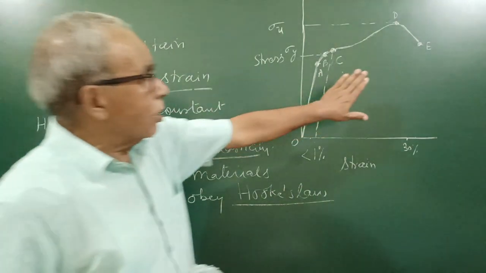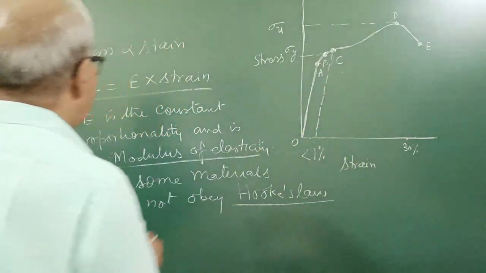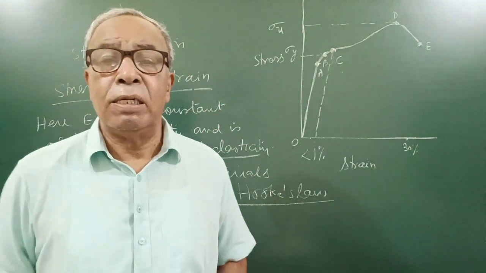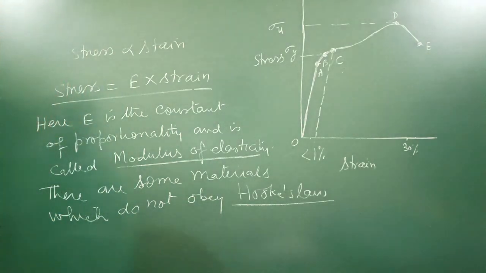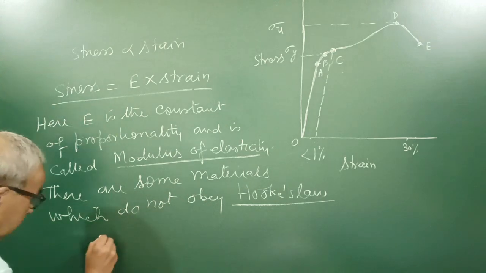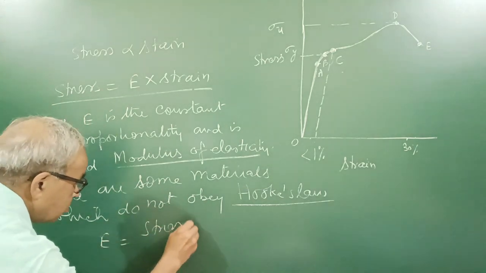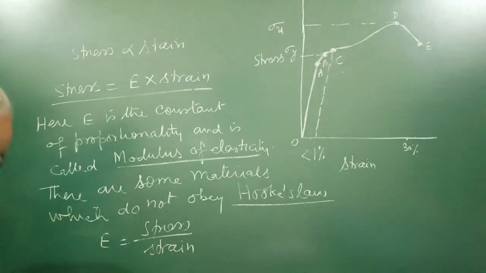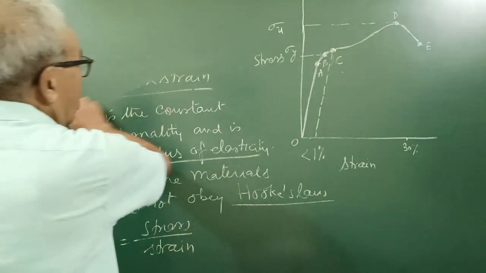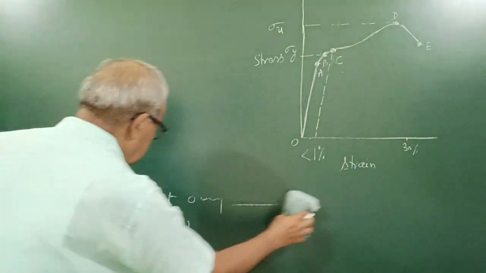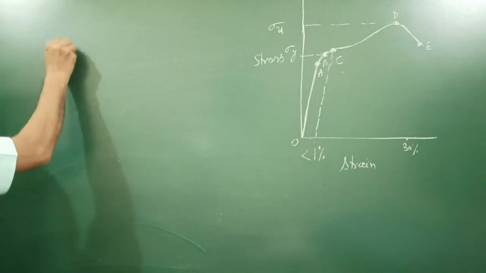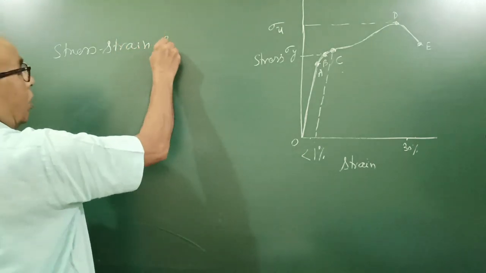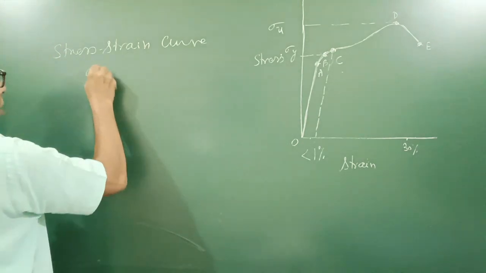I told you because I have to explain this graph. But remember that within small deformation, stress is proportional to strain. Stress upon strain is called E, that is, E is equal to stress upon strain. I will come to that later on. Now, I come to the stress-strain graph, the stress-strain curve, call it curve or graph.